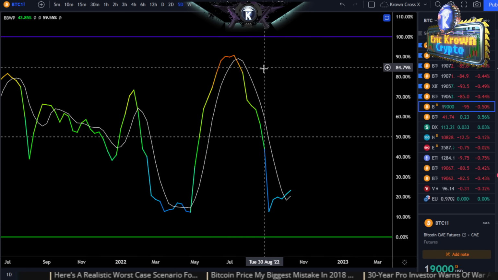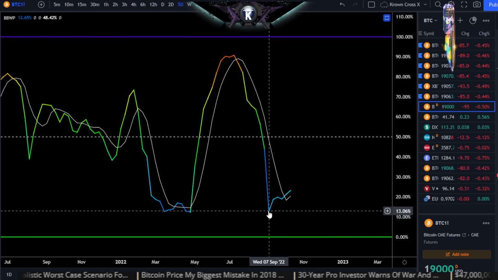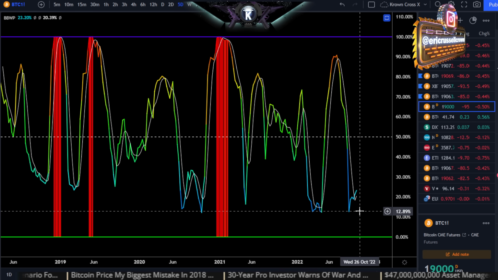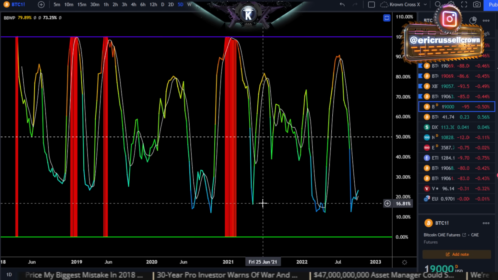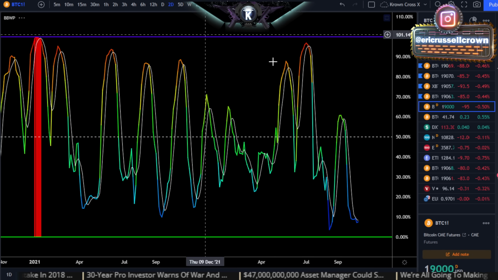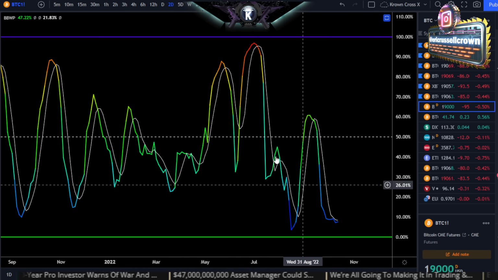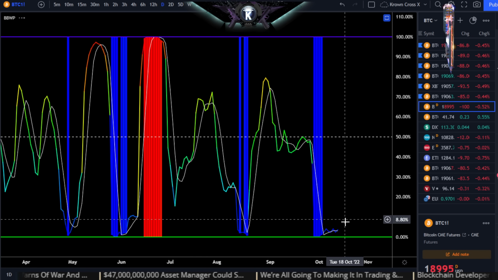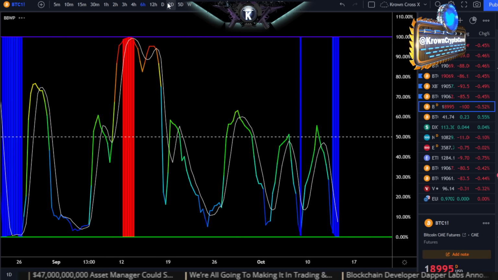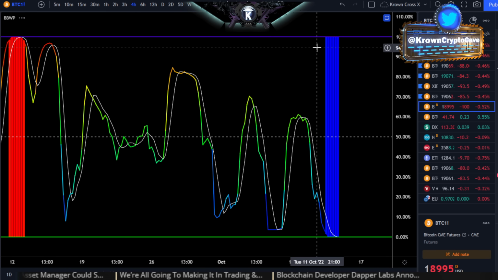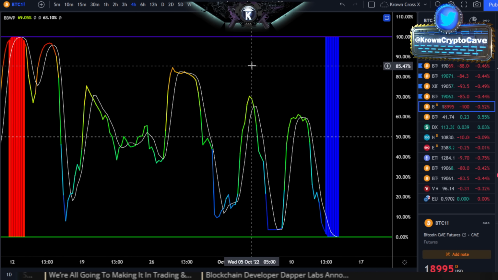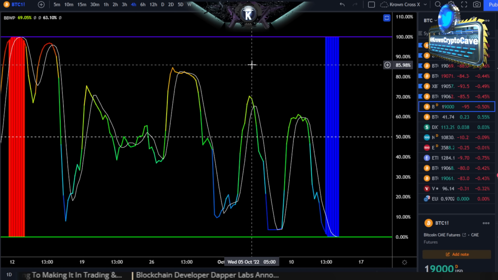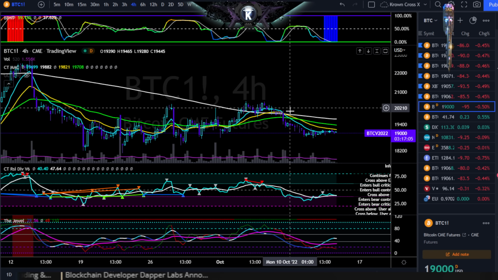Here's the 5-day for CME, again, expanding off extreme lows. In fact, one of the lowest reads that we've seen in the full history of CME. That's not just the 5-day, that's also the 2-day coming into extreme lows right here as well. The daily also at extreme lows, the 6-hour also at extreme lows, the 4-hour also at extreme lows, and so on and so forth.